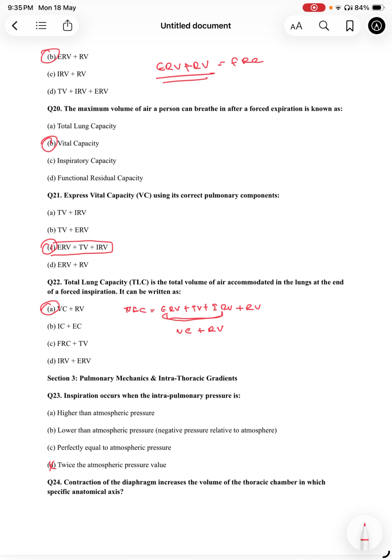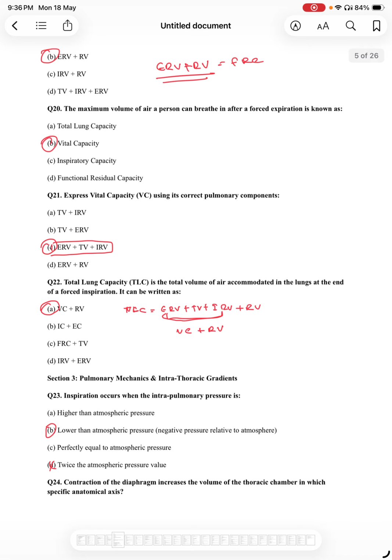Basically, when fluids move down the pressure gradient, for air to enter the lungs from the atmosphere, the pressure in the lungs should drop below atmospheric pressure. What does this cause? This causes a transient vacuum. This intrapulmonary pressure, the pressure inside the lungs, should be dropped. So if it should be dropped, what should it be? It should be lower than the atmospheric pressure, correct?